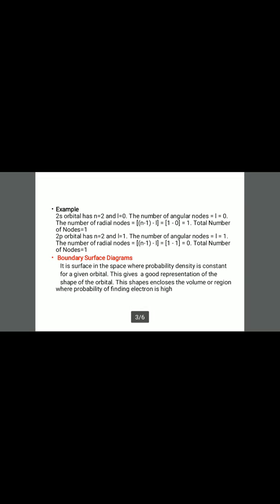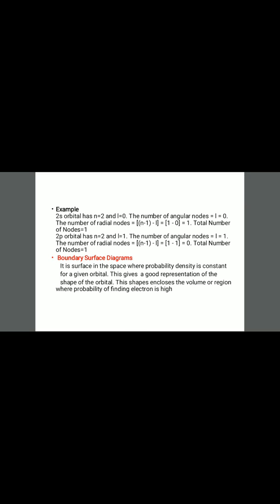Angular nodes or nodal planes. Angular nodes occur when the probability density wave function for the electron is 0 along the direction specified by a particular angle. Number of angular nodes is equal to l.